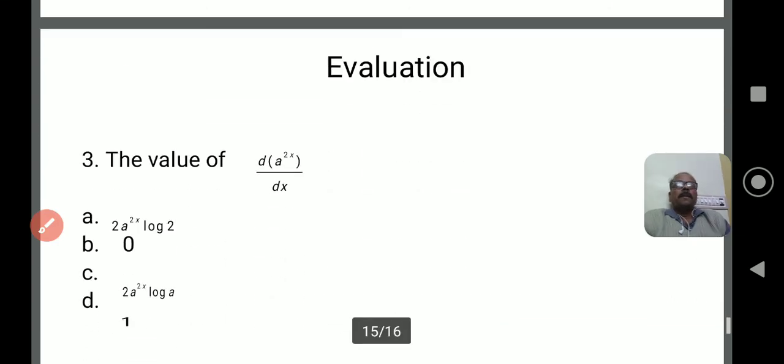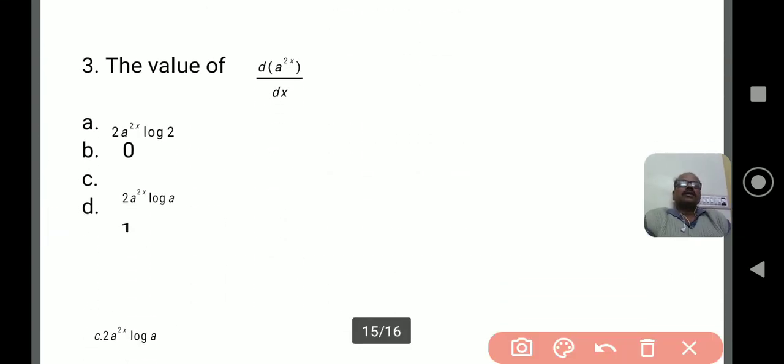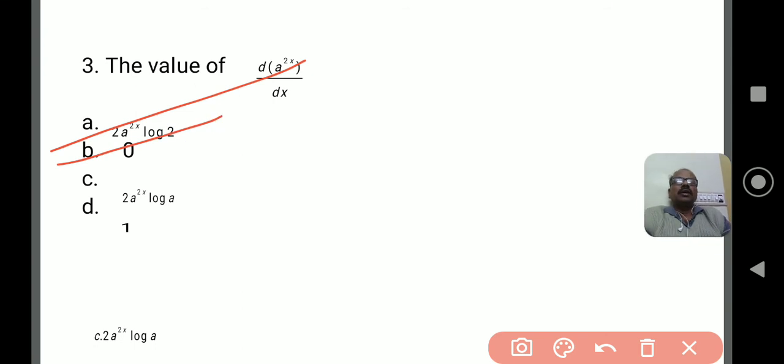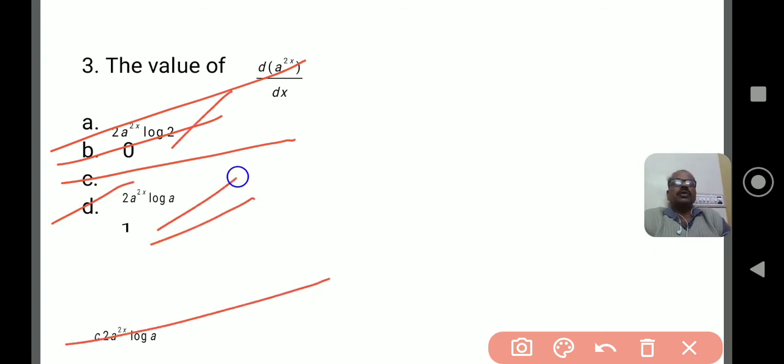Okay, next is the third question: differentiation of a power 2x. Differentiation of a power 2x is a power 2x into 2 into log a. Next, the second option is 0, the third option is 2 into a power 2x into log a, and the fourth option is 1. We can say that there is a difference between log 2 and log a. These are two similar solutions. We can find the solution: C, 2 into a power 2x into log a, is the solution.